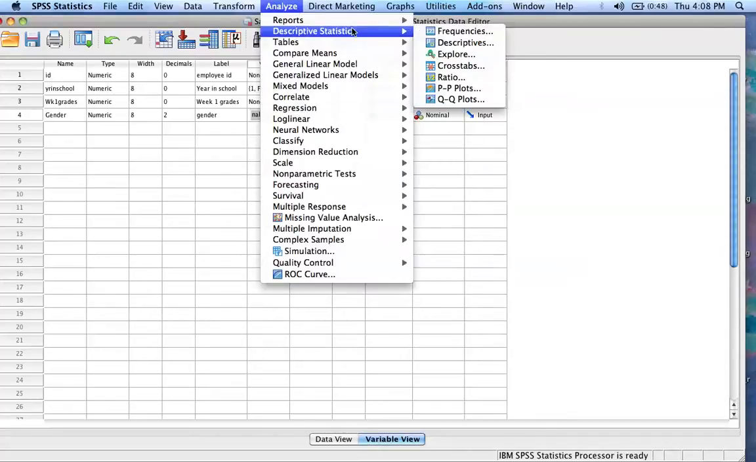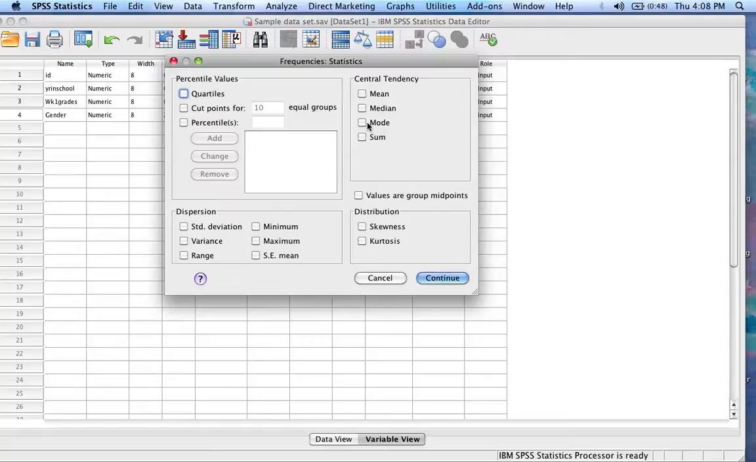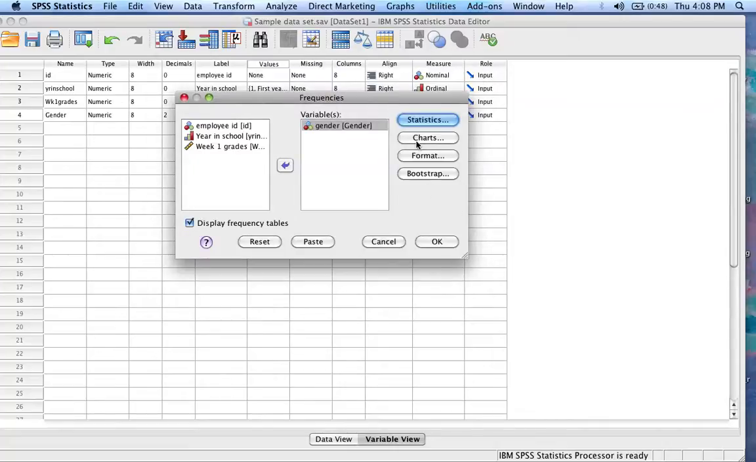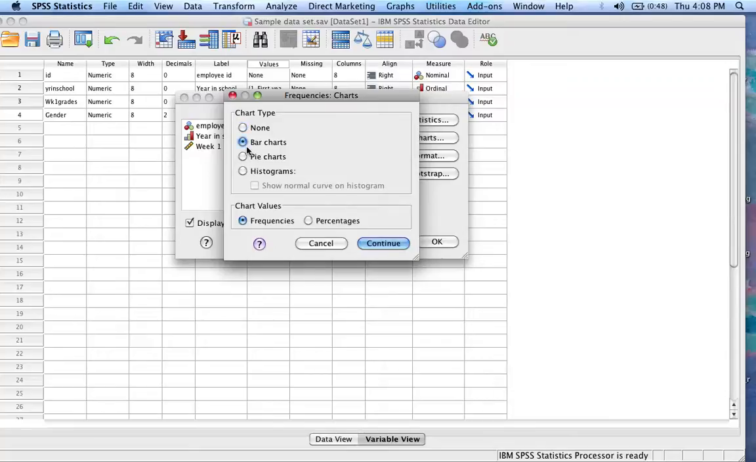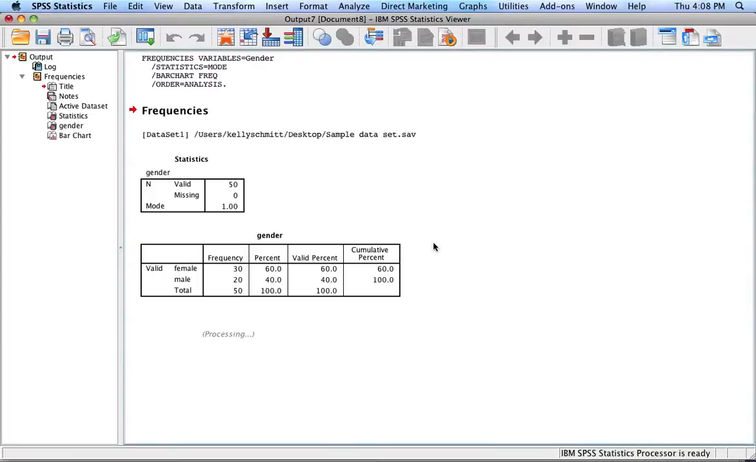We can go to Analyze, Descriptive Statistics again, Frequencies, and I'm going to put gender in here. Oops, let's reset. And click on Statistics. We're going to look at Mode, because with the nominal variable, mode is really the most meaningful. And for charts, we're going to do a bar chart. Click OK. Your output should open up.